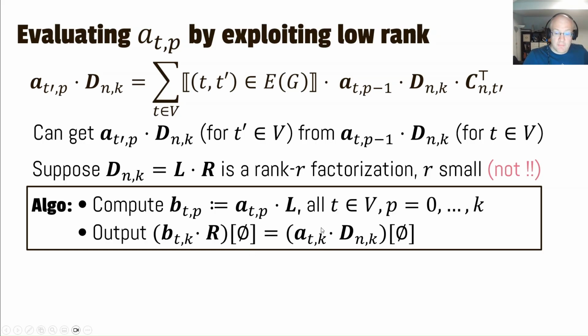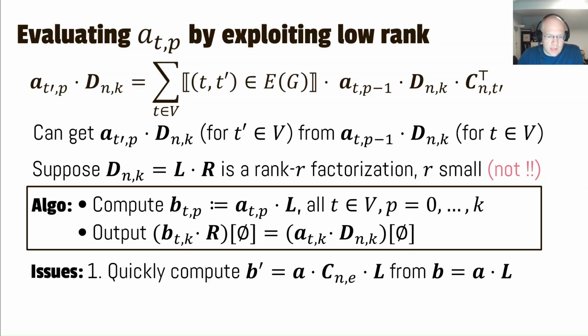And of atk we knew that we just need to know atk times the disjointness matrix evaluated at the empty set. This then could be computed as btk times r, because btk times r is a times l times r, and l times r was d, so we have this equality here. So this would be a nice approach to actually make things work if this rank R is small.